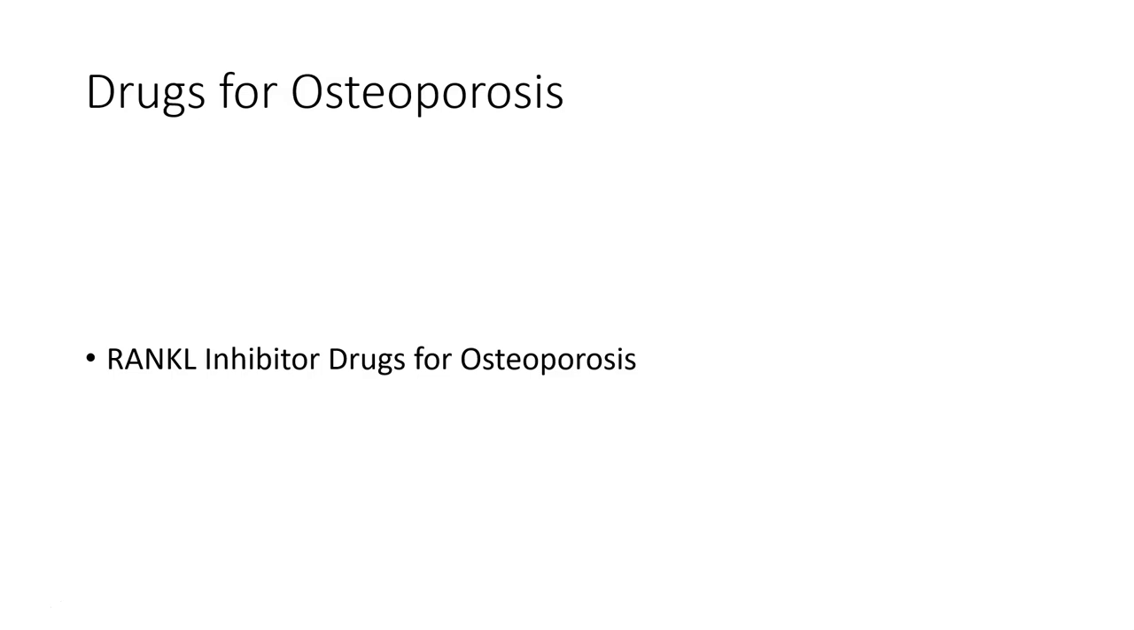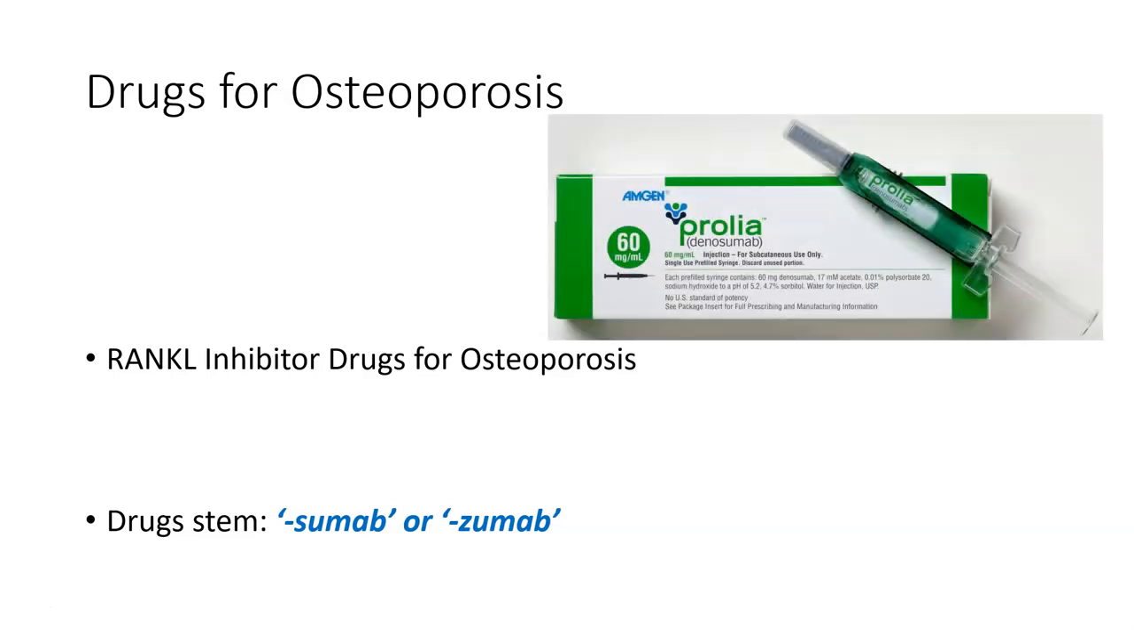These are also biologics. They're considered to be a monoclonal antibody, so they end in mab, but the RANKL inhibitors end in sumab or zimab. They kind of sound similar. And we have denosumab, which is Prolia. And this is given to postmenopausal women as well, and it's given subcutaneously.